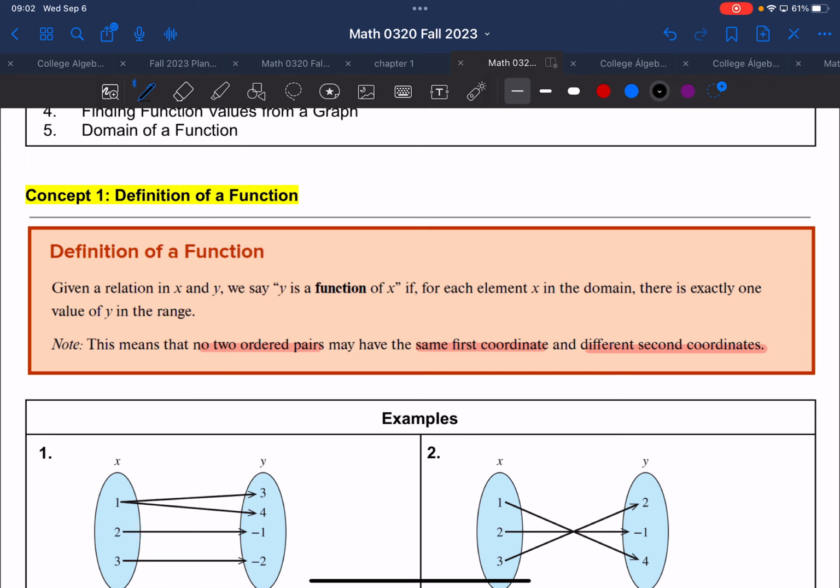So if x's repeat, then it's not a function. It does not matter if y's repeat. Y's can repeat, just not the x's. Because when we are looking at coordinate points with the x repeating, we will get a vertical line when we graph those points. And when we look at the concept of the vertical line test, that will again disprove that it's a function.